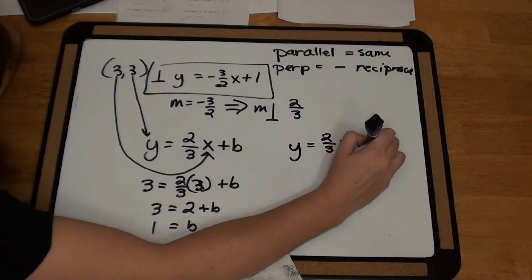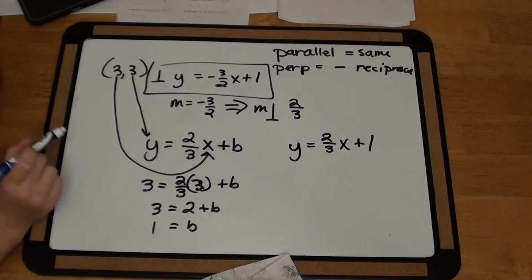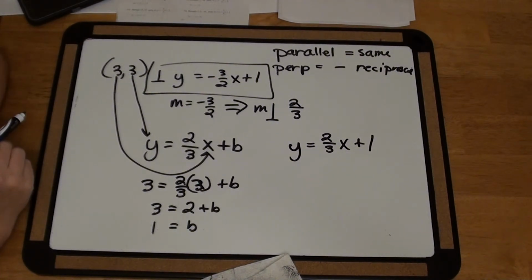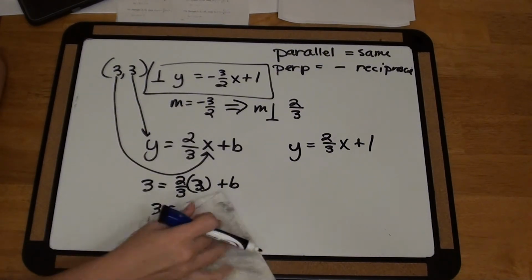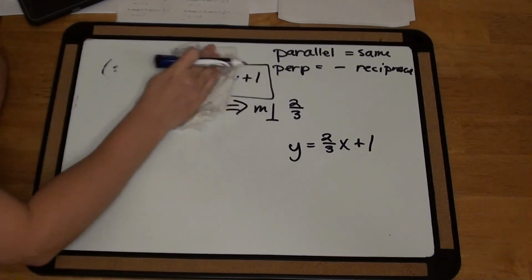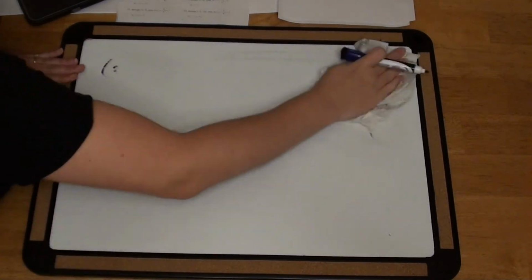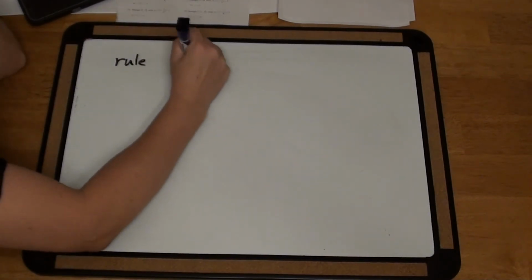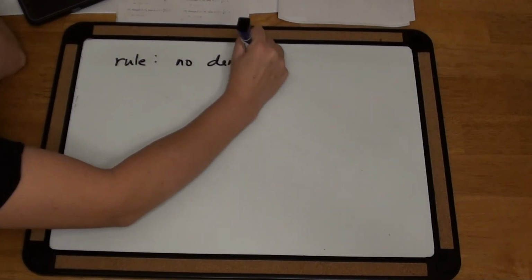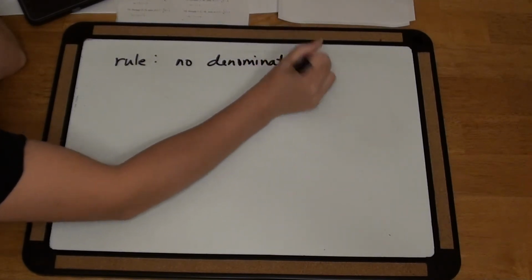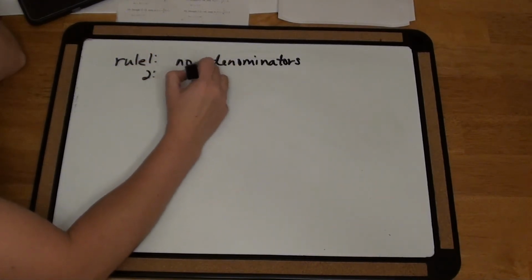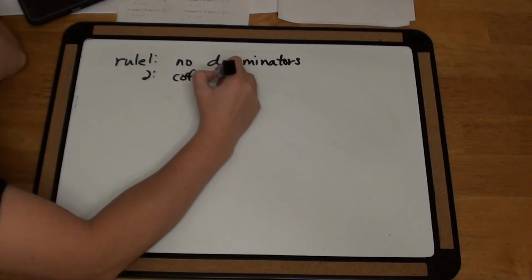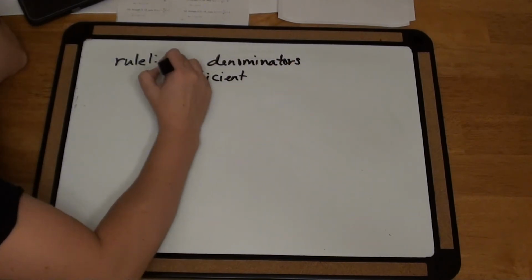So I get y equals 2/3 x plus 1. Now, I just realized that in the last four problems, we're wanting these in standard form. So standard form works slightly different. There are a few rules to standard form. If you have something in slope-intercept form, you can get it into standard pretty quickly. First rule, no denominators. Okay, and then second rule, front coefficient is positive.